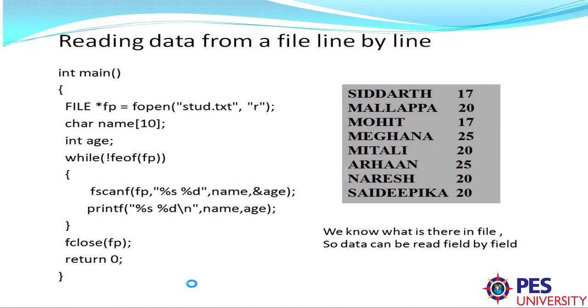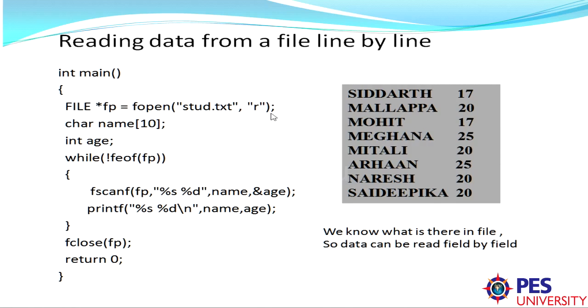Second thing is reading data from a file line by line. This is the file given to you and I know what is there in the file. So the first field is the name and the second field is the age. When I know the field structure and the record structure, I can read field by field or line by line, an entire record at a time.